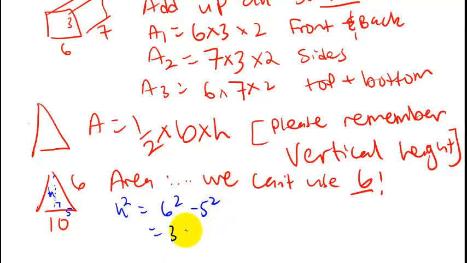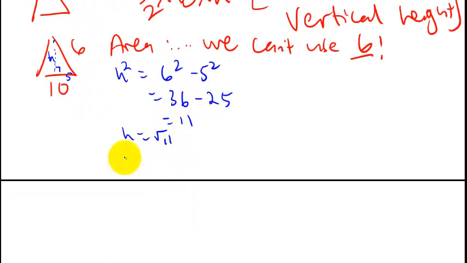So why do we need to use Pythagoras' theorem? Because you don't have the vertical height, you only have the slant height. Therefore the height is square root 11. Remember, when you do half times base times height, it's vertical height, not slant. You get that? It must be the vertical height. Vertical height's this way, not this way.